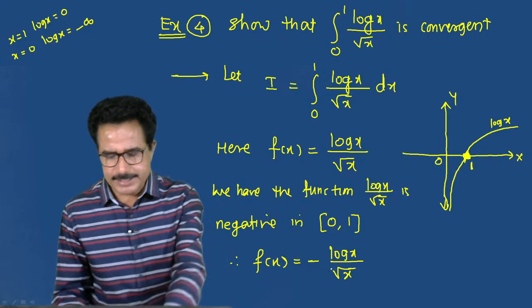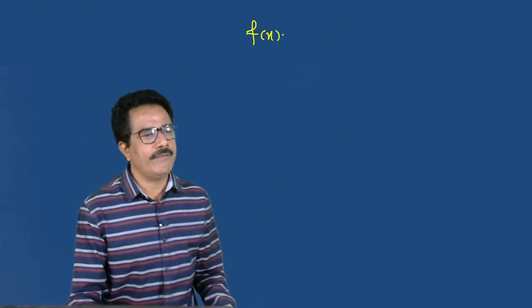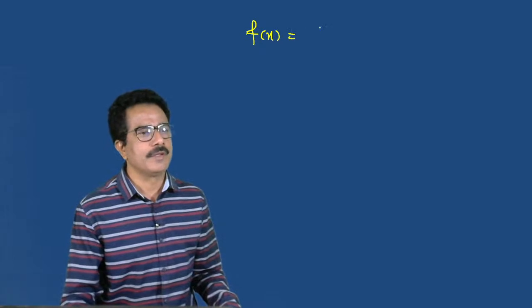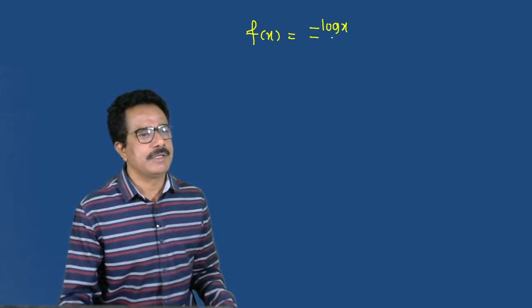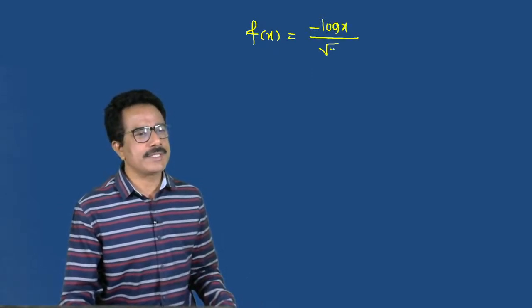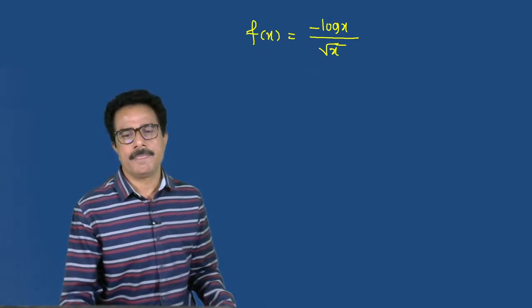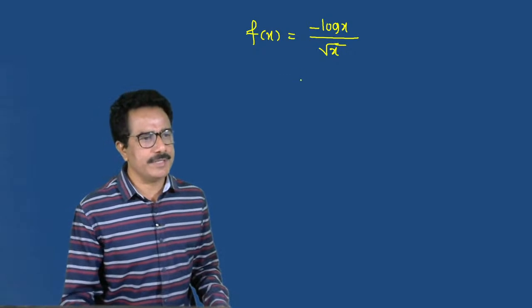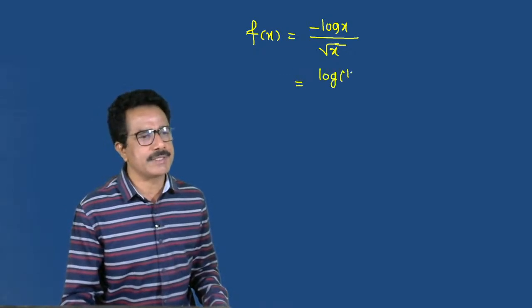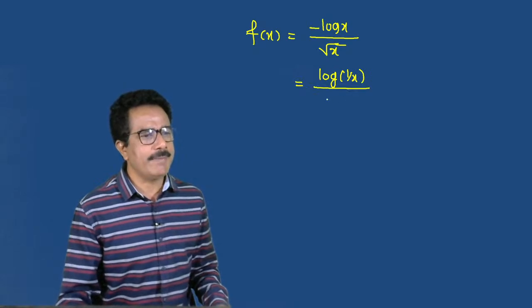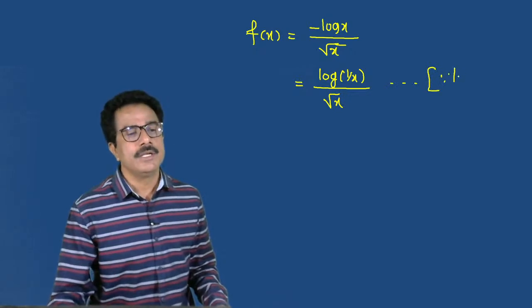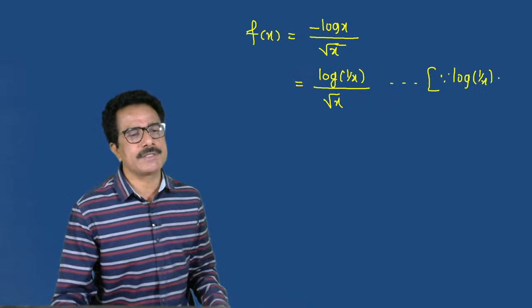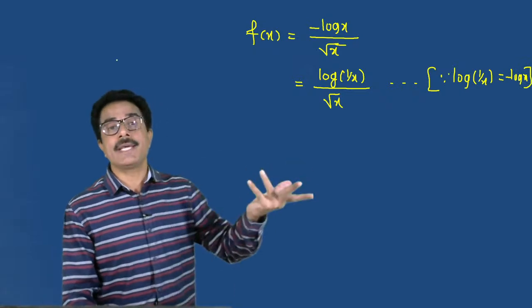So that can be written as f of x is equals to minus log x divided by root x. See how we can write this: minus log x is equals to log of 1 by x, divided by root x, because the value of log 1 by x is equals to minus log x. You should remember this formula. Log 1 by x means minus log x.